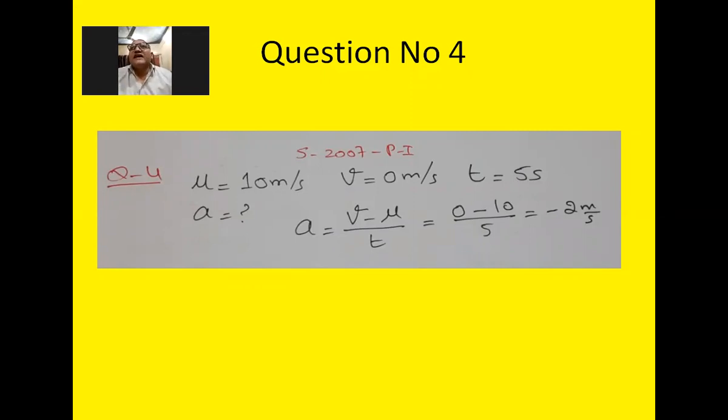So hopefully you understand. So the value of the acceleration is minus 2 meters per second square. Here we should write square. I have not written the square. So here we should have written square. Here this is power 2.